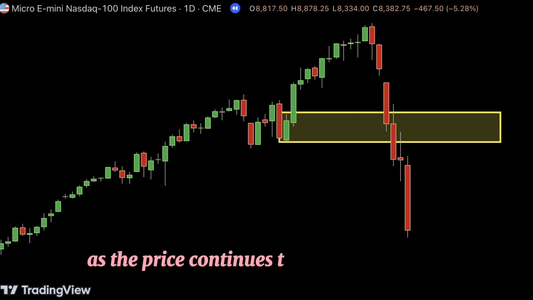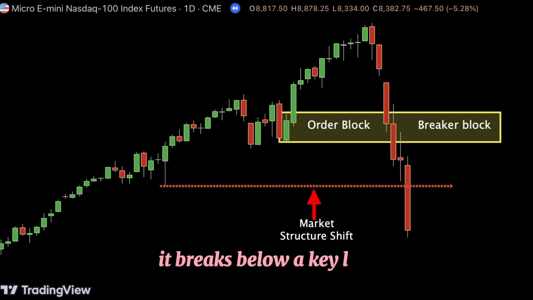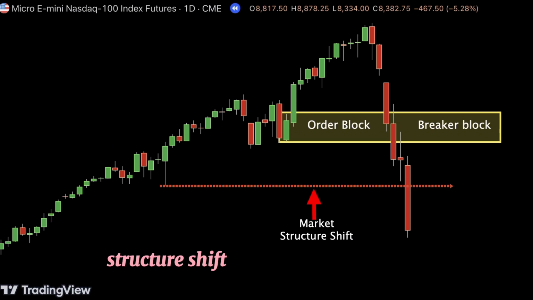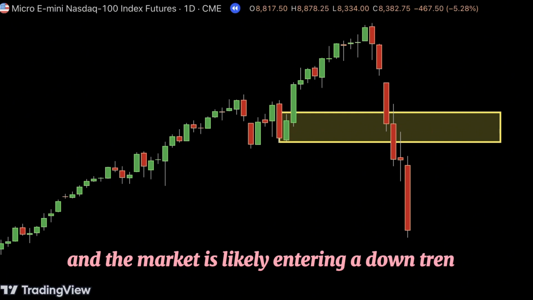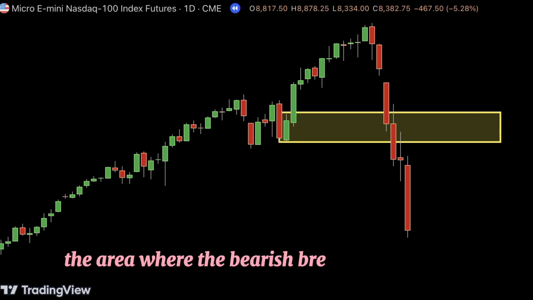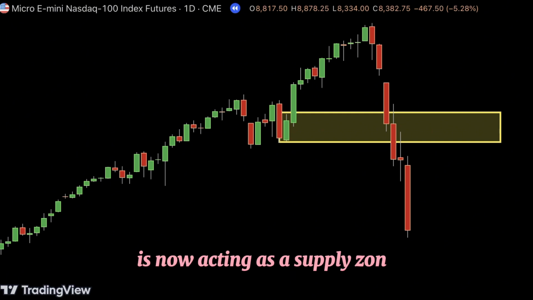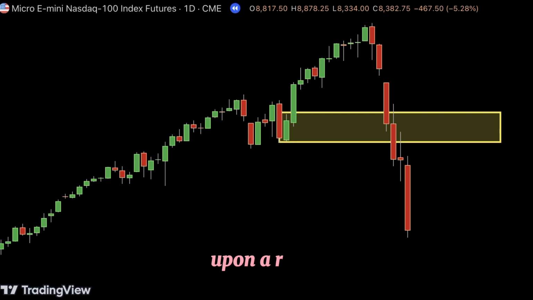As the price continues to move downward, it breaks below a key low, confirming a market structure shift from bullish to bearish. This break of structure is crucial because it confirms that the bullish momentum is over, and the market is likely entering a downtrend. The area where the bearish breaker block forms is now acting as a supply zone where sellers are likely to enter the market upon a retest.